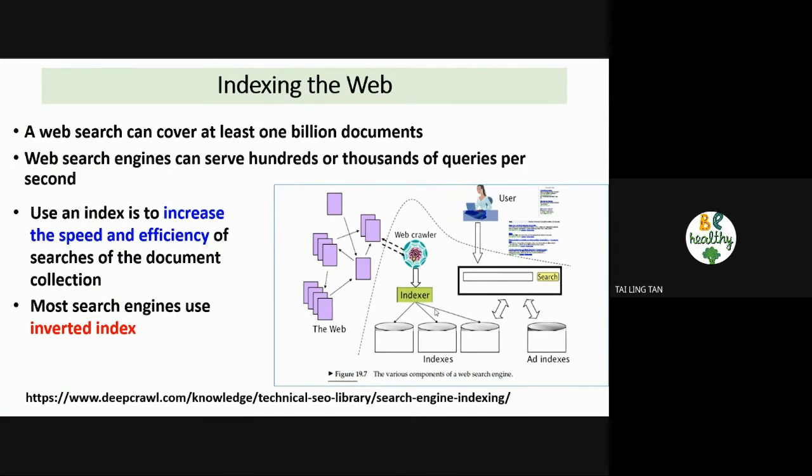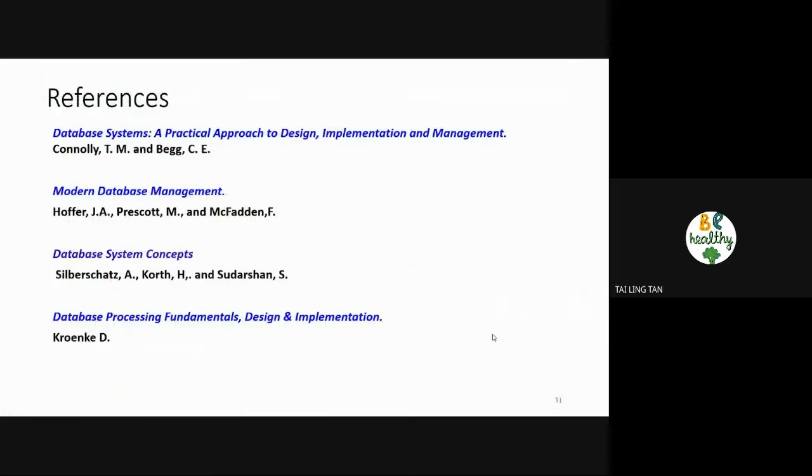So this is another characteristic of this inverted index. Based on the popularity or based on the user interaction, the index is actually changed. Okay, so this is the last part of indexing.